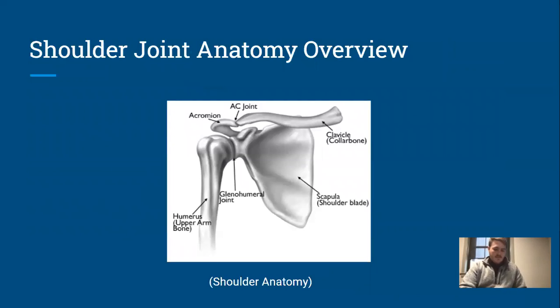And before I get into my part, this is the shoulder anatomy. What I will be focusing on mainly is the shoulder joint. It is comprised of the collarbone, shoulder blade, and the upper arm bone.